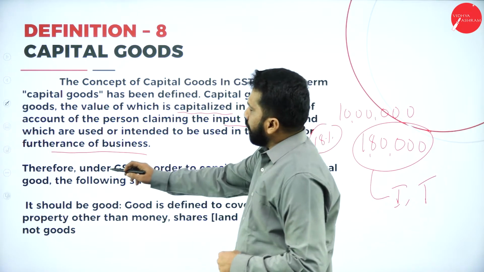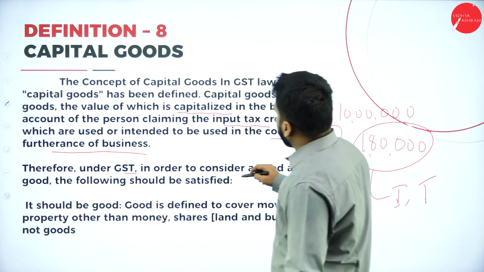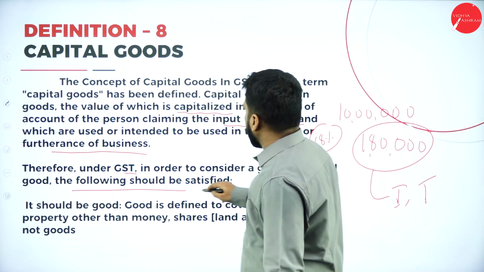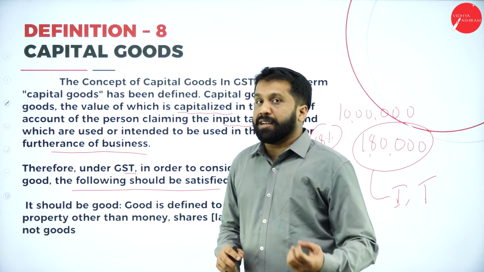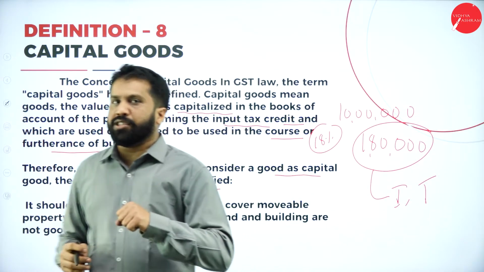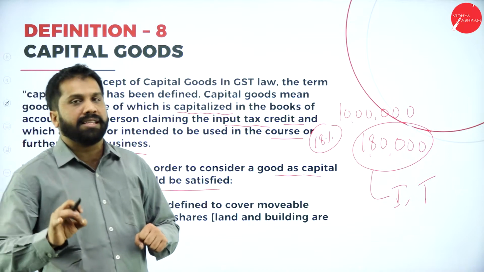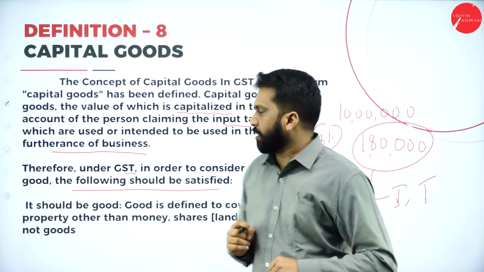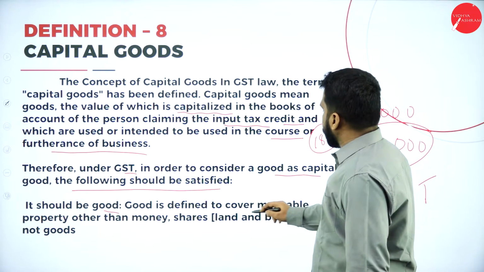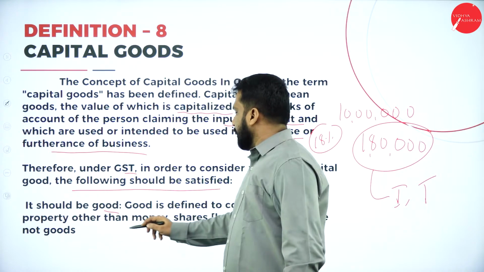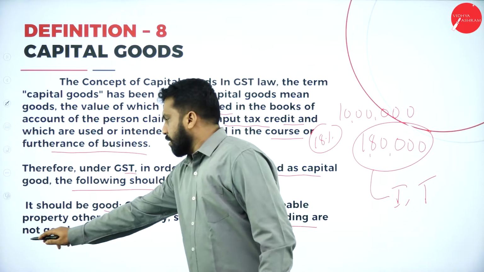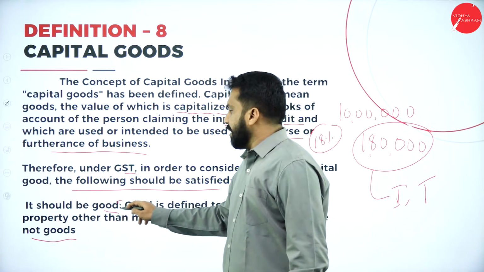Now, under GST, in order to consider a good as capital goods, the following conditions should be satisfied. Whether it is capital goods or not, for that a few conditions are there. If those conditions are satisfied, we call this capital goods. Now, it should be goods. Goods is defined to cover movable property other than money and shares. Land and building are not goods.